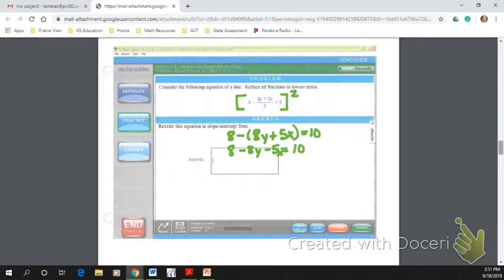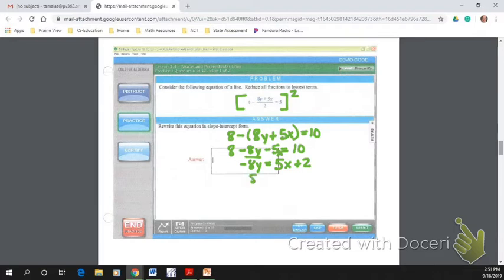So now I gotta get the y by itself. So to get this y by itself, I would first of all want to do what? Subtract 8, and then maybe move the 5x over. So I'm gonna get negative 8y is equal to a positive 5x when I move that over. Subtract 8, and I get a positive 2. Okay, now what? Divide by negative.